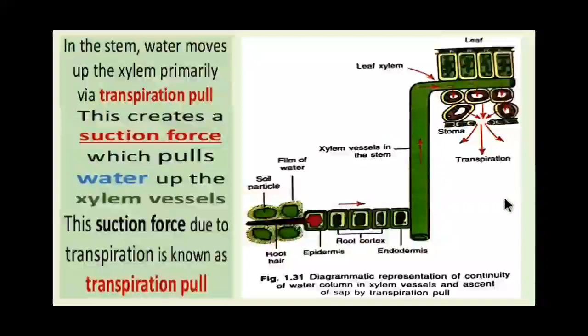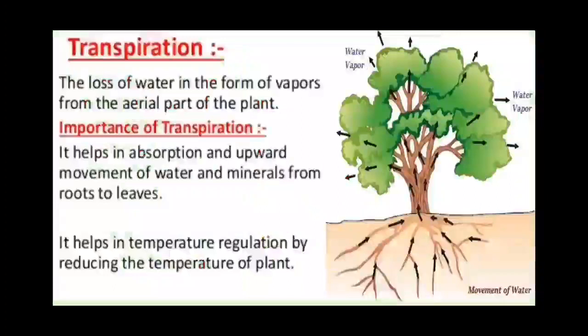Now, one important thing: during daytime transpiration pull plays an important role in transportation of water in plants, and at night root pressure plays an important role in transportation of water in plants. Now what is transpiration? Transpiration is the loss of water in the form of vapors from the aerial part of the plant. And what is the importance of transpiration?